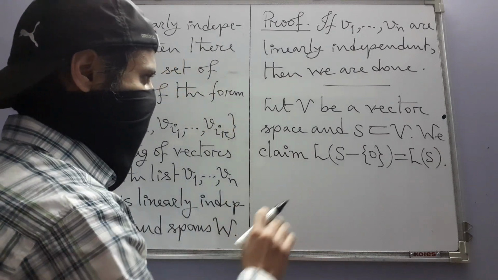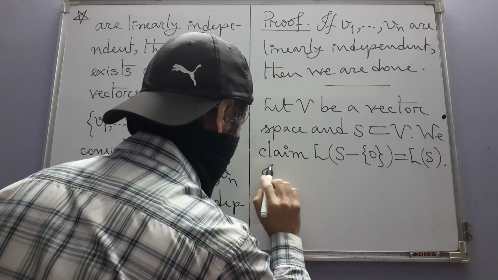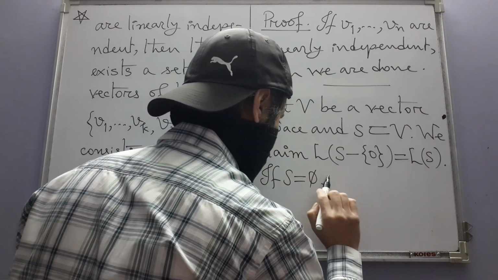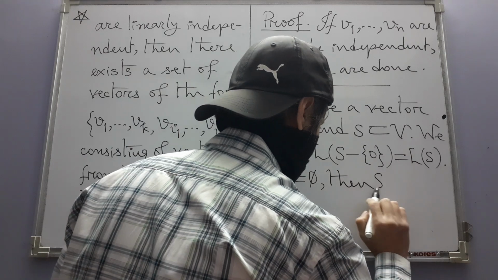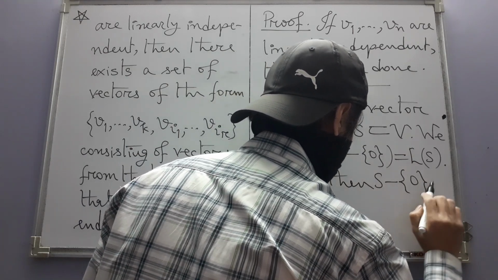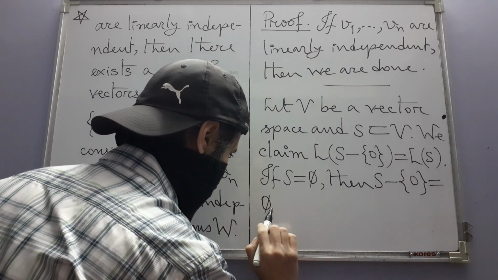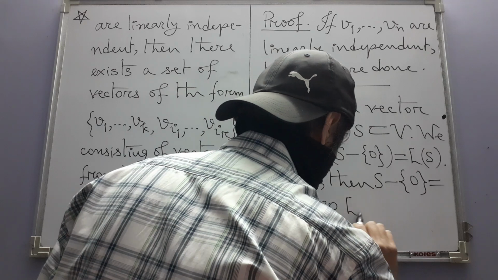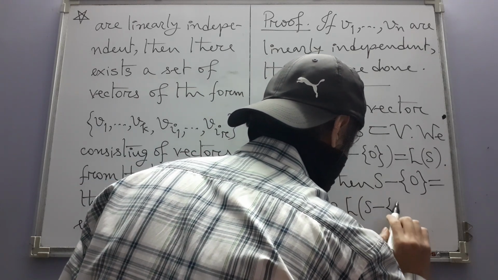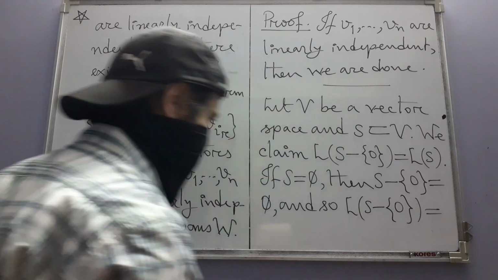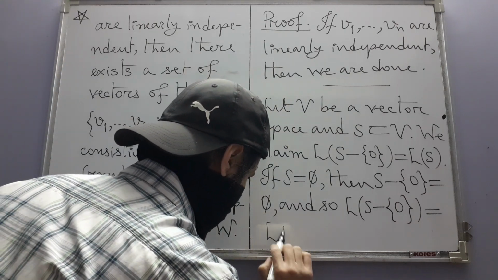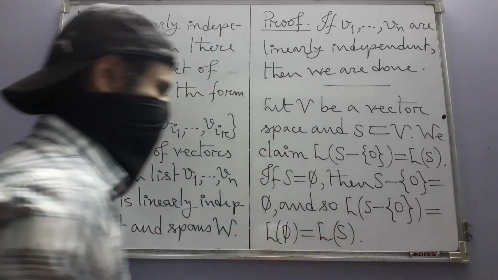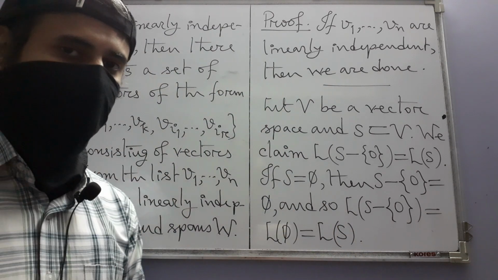Let us first consider the case where S is empty. If S is the empty set, then S difference 0 is also the empty set. And so, in this case, the two sets have the same linear span because they are just the same thing. That means our claim is true if S is empty.